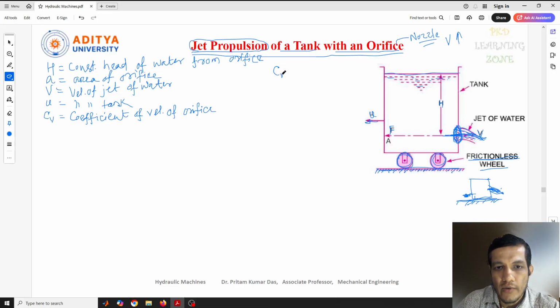CV needs to be calculated as the actual velocity divided by the theoretical velocity. So what is the actual velocity of this fluid and what is the theoretical velocity? The actual velocity we can calculate as VA equal to CV into root over of 2gh, and that root 2gh is nothing but the theoretical velocity.